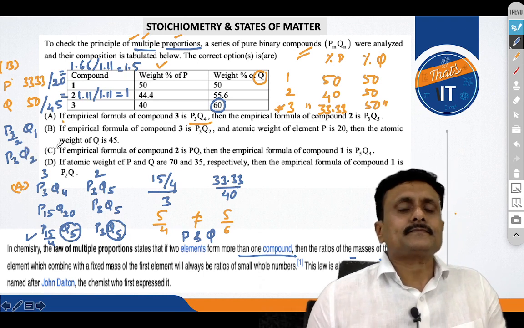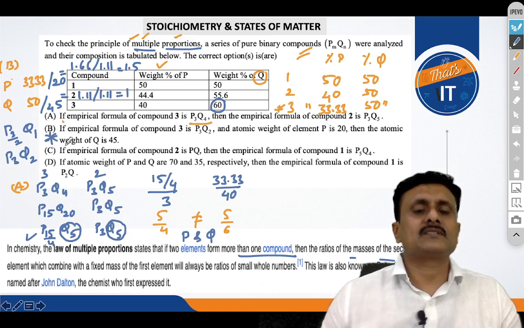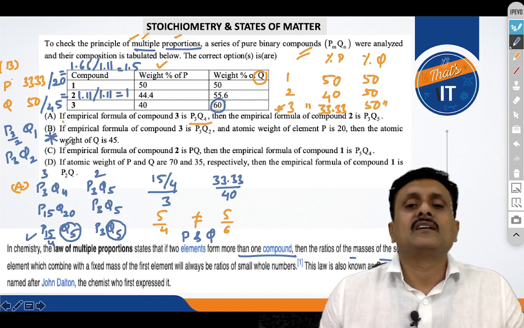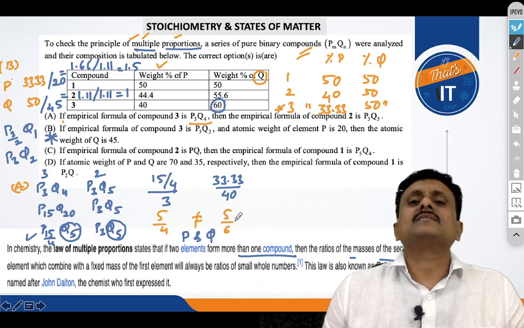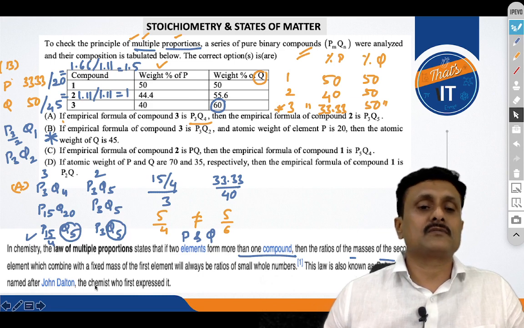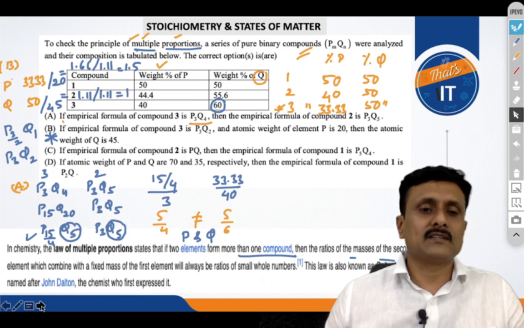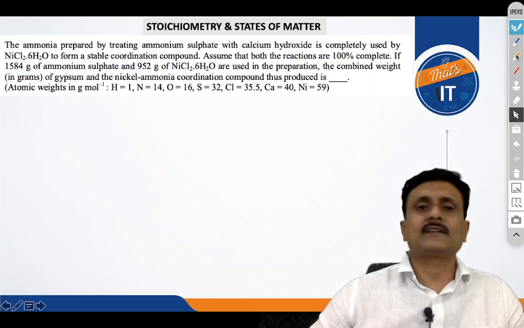Alright. Hope you understood. So the right answer for this question: if the empirical formula is P3Q2, then the atomic weights of these two elements are being justified. Hope you all have understood option A and option B. Then accordingly you sort out the next option, isn't it? You're going to do that, right?